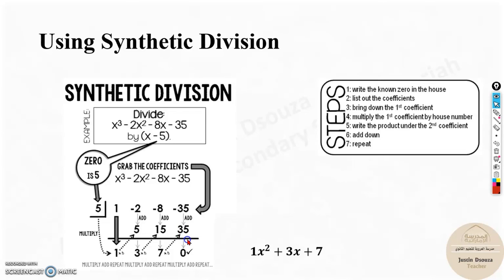Let's see a proper problem. Oh, by the way, I forgot to tell you this. Whatever the numbers you get over here are your answers. So this is the remainder, so ignore this. This is your constant 7, over here x to the power 0, right? Then over here, 3x and x squared. If there were more terms, it would be x cubed, x to the power 4 and so on. So this is your answer.